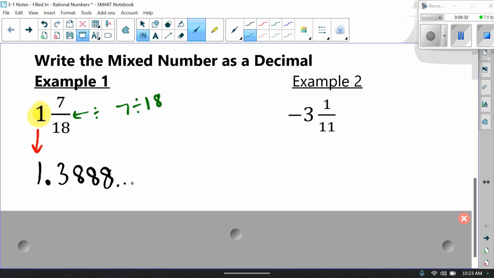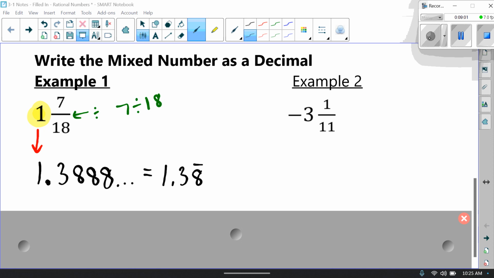Is everybody clear? What repeats in this number? The 8. So can anybody tell me how to write this with bar notation? Raise your hand. All right, so this one, if I'm going to write bar notation, this is going to be 1.38 with the bar over the 8. Is everybody clear?